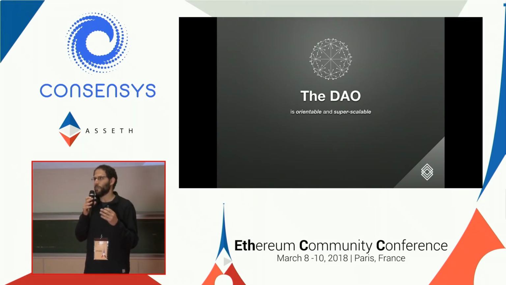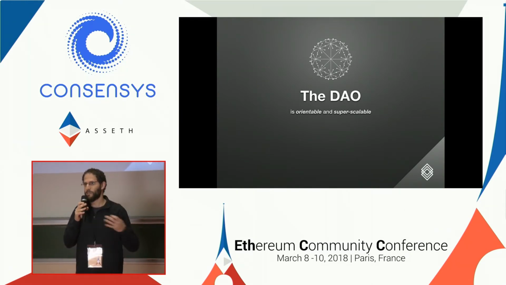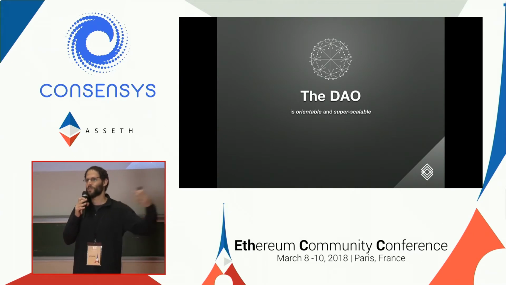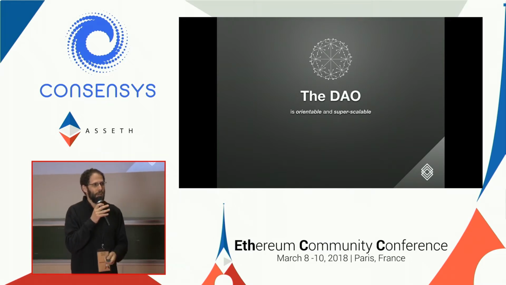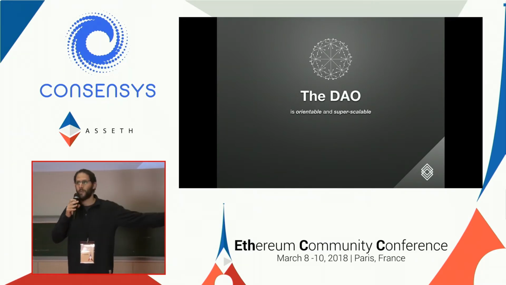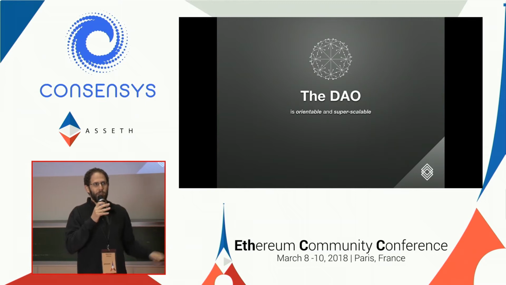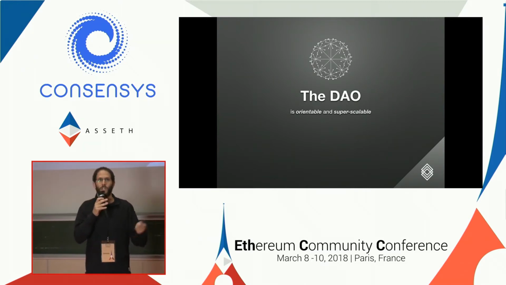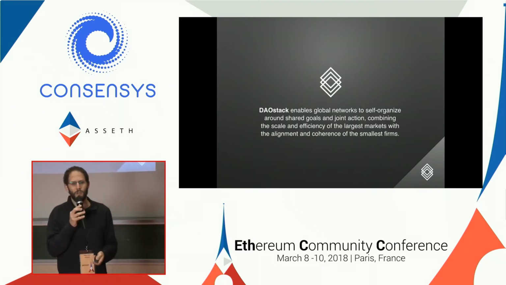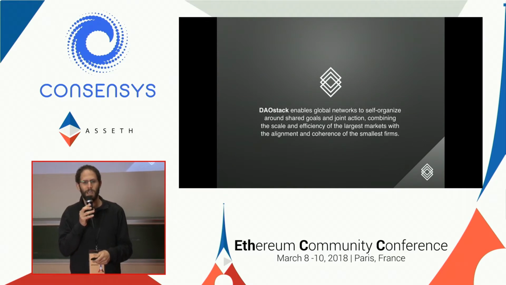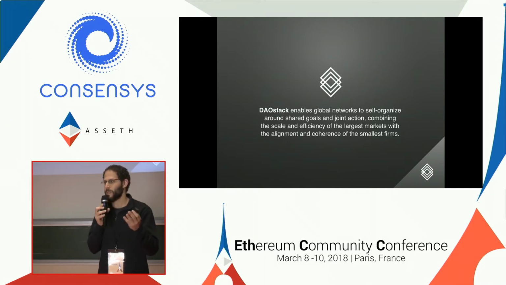Now, the outcome of being super scalable is that it hits an exponential growth trajectory. It's effective, so it grows, but then it's more effective, so it grows faster, and it's more effective, so it grows faster still, and so on and so forth. It hits an exponential growth trajectory and basically eats up the entire container until it reaches the boundaries, and then it saturates. That's the famous S-curve that any network effect structure goes through. So DAOstack enables global networks to self-organize around shared goals and joint action, combining the scale and efficiency of the largest markets with the alignment and coherence of the smallest firms. So this is the goal.